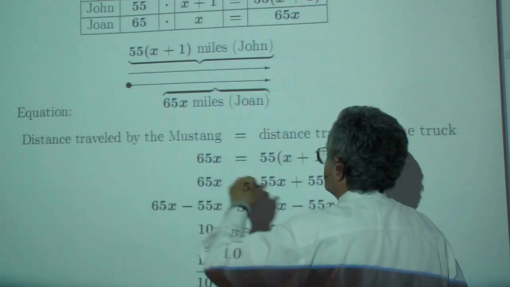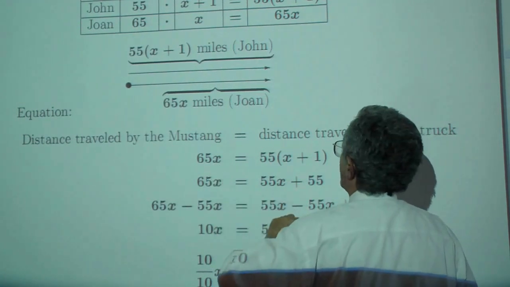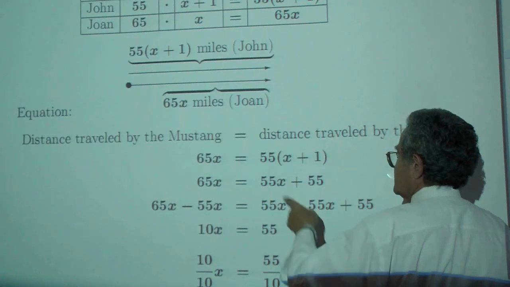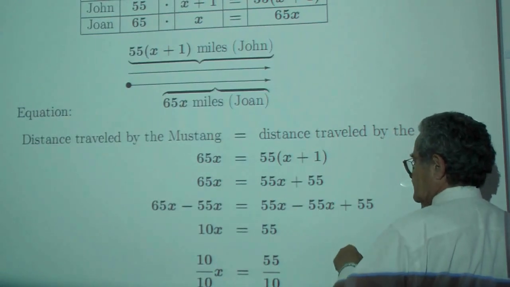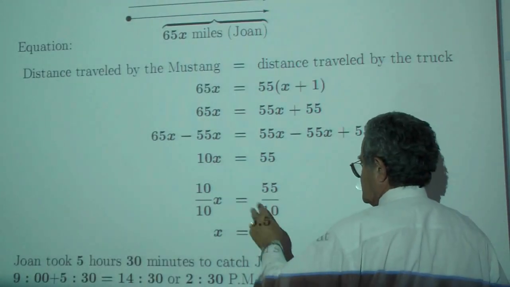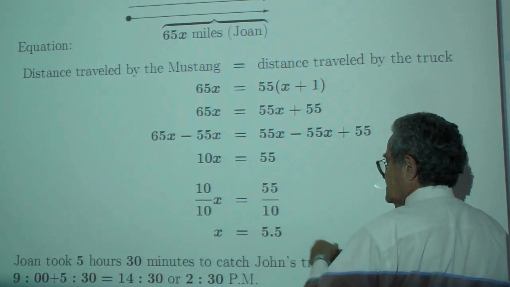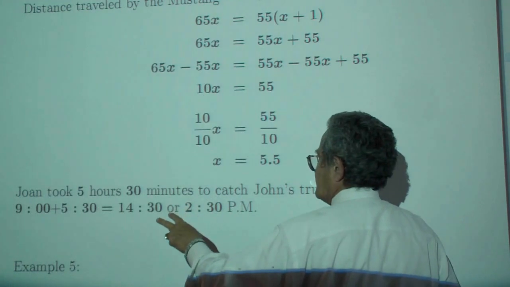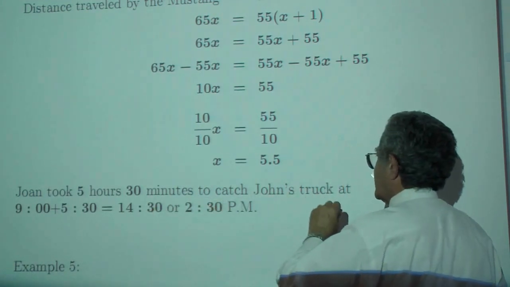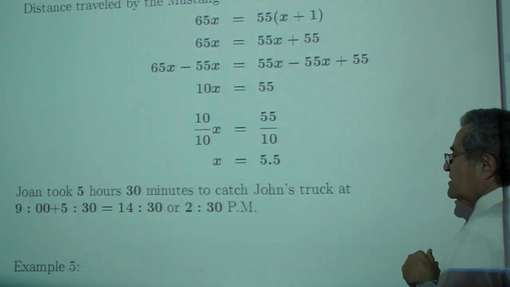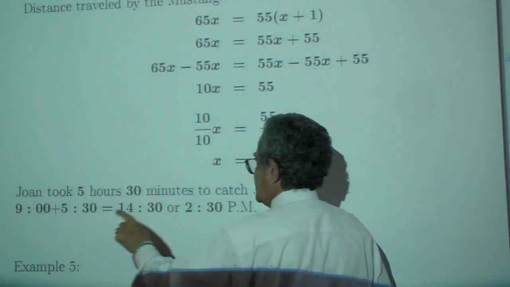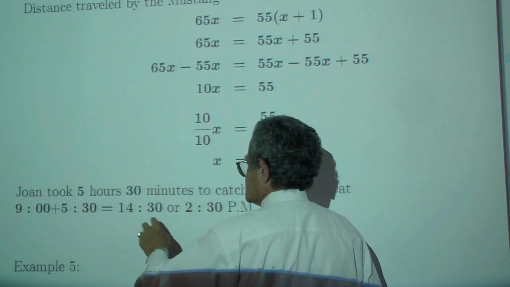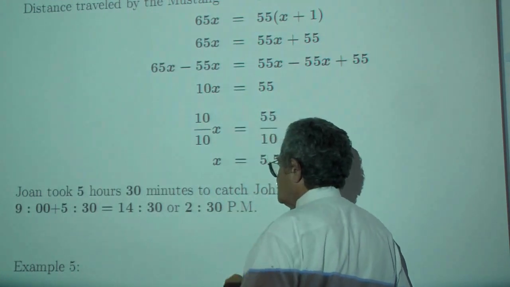So the distance traveled by the Mustang is 65x miles. The distance traveled by the truck is 55 times (x plus 1). Distribute, subtract 55x, combine like terms, divide by 10. x is 5.5. So Joan took 5.5 hours, 5 hours and 30 minutes to catch John's truck. That meant at 9 o'clock plus 5:30, that looks like 14:30 or 2:30 p.m.